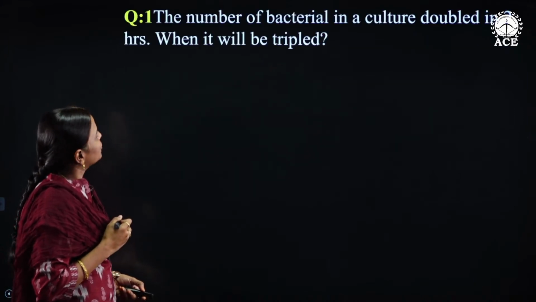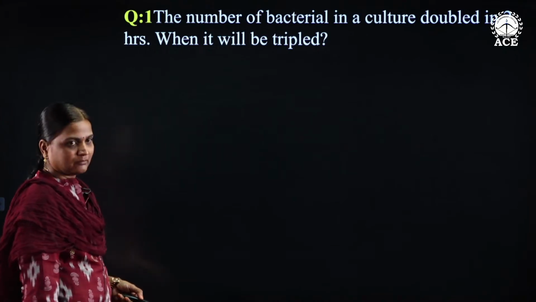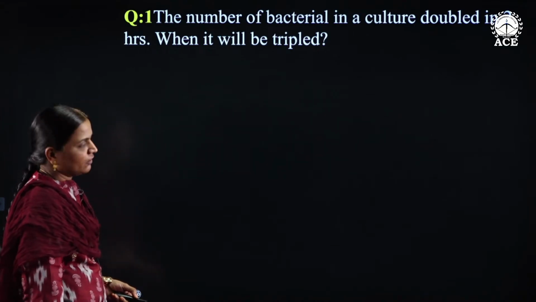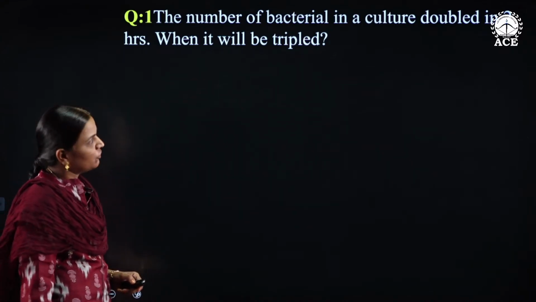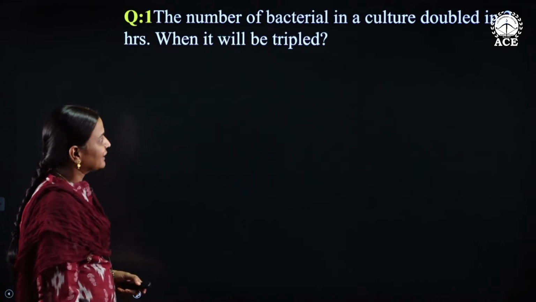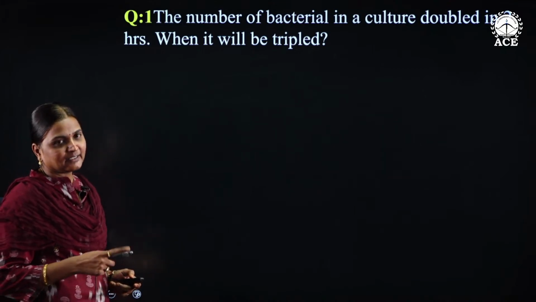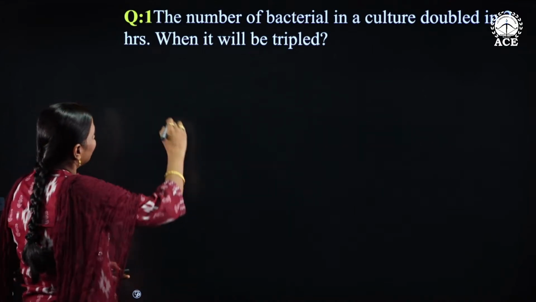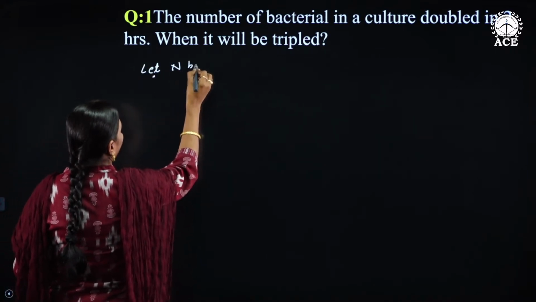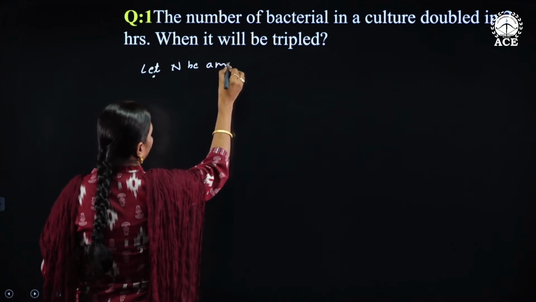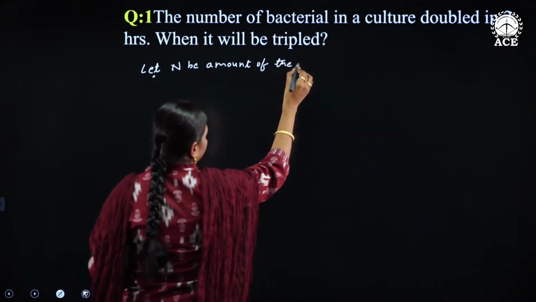So we will see the previous questions. See here. The number of bacteria in a culture doubled in 2 hours. When will it be tripled? This is a maximum times repeated question. So what is the question? The number of bacteria in a culture doubled in 2 hours. So first consider the amount of the substance. So what is the solution? First let n be the amount of the given substance.